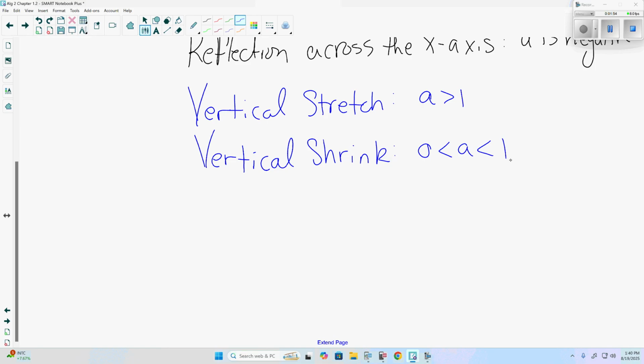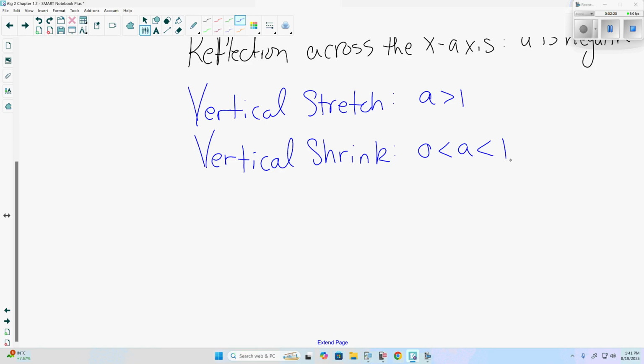I also mentioned yesterday, we kind of talked about it as the absolute value of A is greater than 1, or 0 is less than the absolute value of A is less than 1, because we're looking at the number, not the sign. The sign connected with A tells us if it's a reflection or not. The value of A tells us if it's a stretch or shrink. The only time we would not have a stretch or shrink is if the value of A is 1. It's not stretching, it's not shrinking.